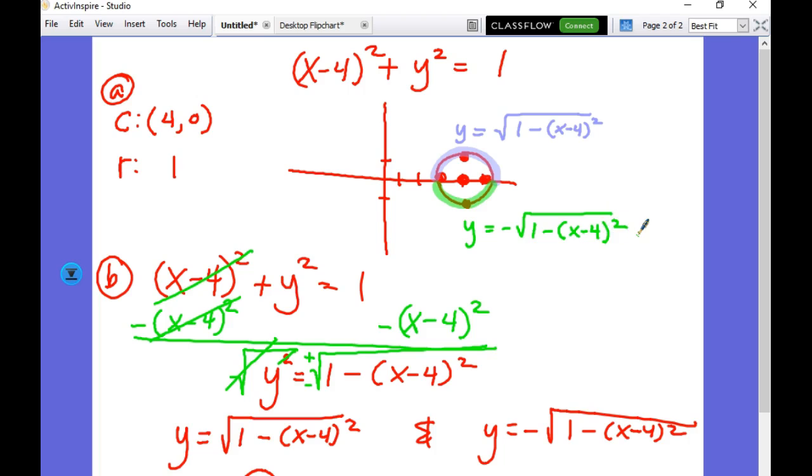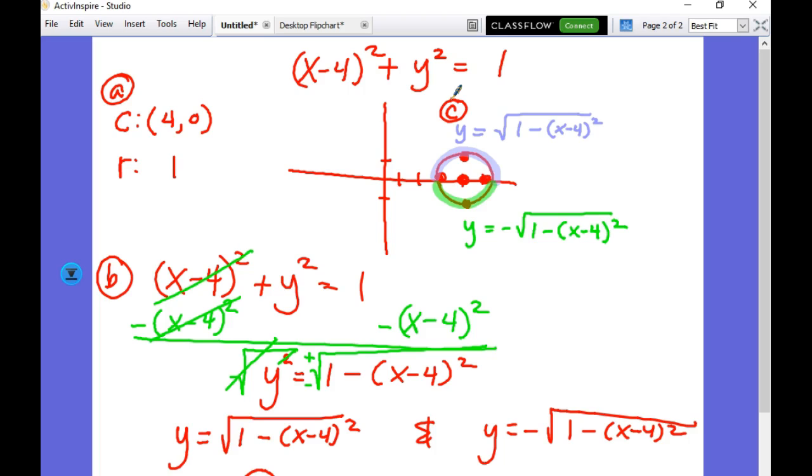Yeah. So now that's the end of our question. That's part C. So part A was to graph the circle, part B was to solve for y, and part C was to label each half. Now, why do we do that? Well, first of all, here's one reason.